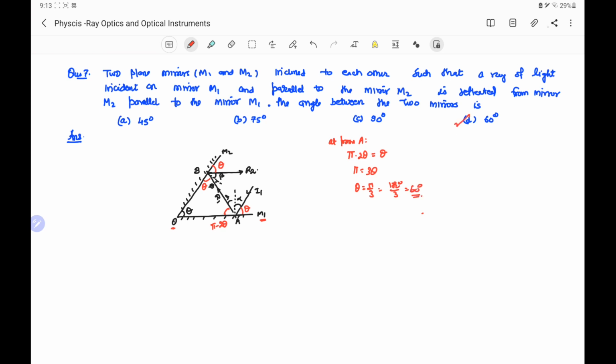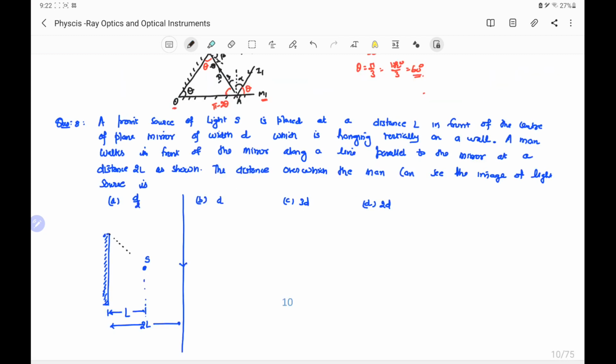Next question: a point source S is placed at a distance L in front of the center of the plane mirror. This is the center of the plane mirror, of width D, and D is the width of the mirror, which is hanging vertically on the wall. A man, this is the man, walks in front of the mirror along a line parallel to the mirror at a distance 2L. As shown, the distance over which the man can see the image of the light source is?